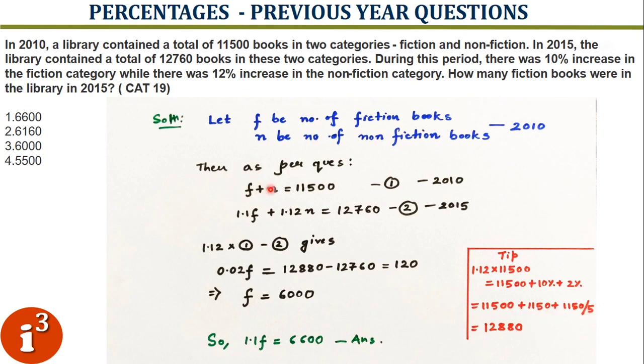So you have multiplied 1.12 here and you got the value 12,880, minus equation 2, 12,760, this is 120. So 0.02F is 120. So F is 120 by 0.02, the value is 6,000. So at least 25% of the students will go and mark option 3, 6,000. But that F is in the year 2010. You need how many fiction books were there in the library in the year 2015? In 2015 it is 1.1F. So 1.1 into 6,000 is 6,600. This is your answer, option 1.